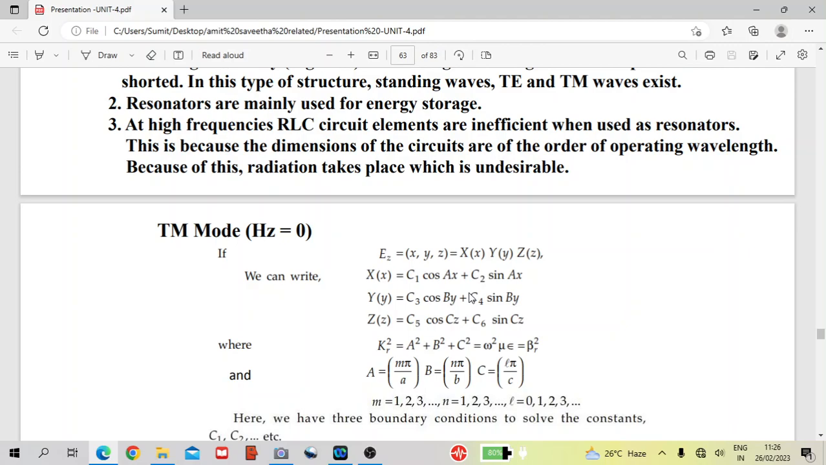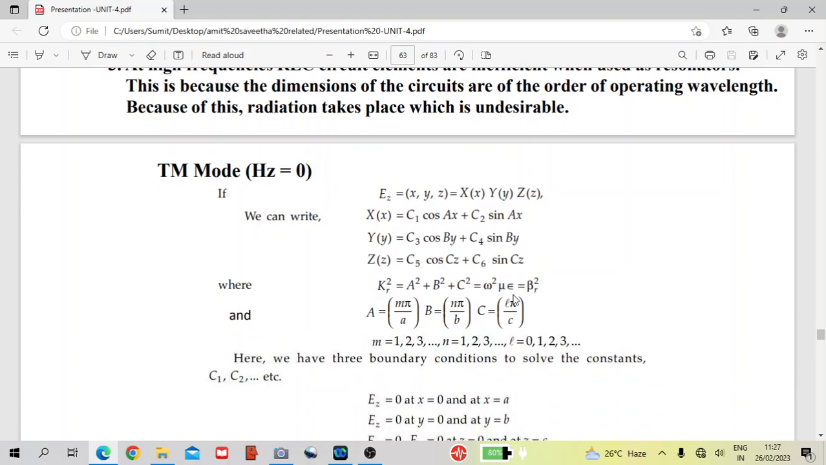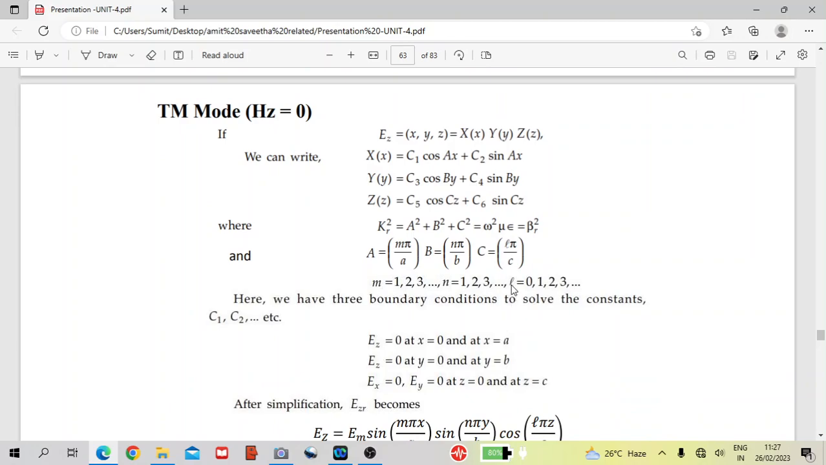Now kr square, one quantity, can be defined by relating a, b, and c: A square, B square, C square. This equation can be defined where Br is for resonator. What is the propagation constant? So Br square, where A, B, and C follow the same line of logic as the waveguide. Along with M and N, one L factor is also coming, which is 0, 1, 2, 3, and so on. Here we have three boundary conditions to solve. Obviously it is closed on all sides, so three boundary conditions.